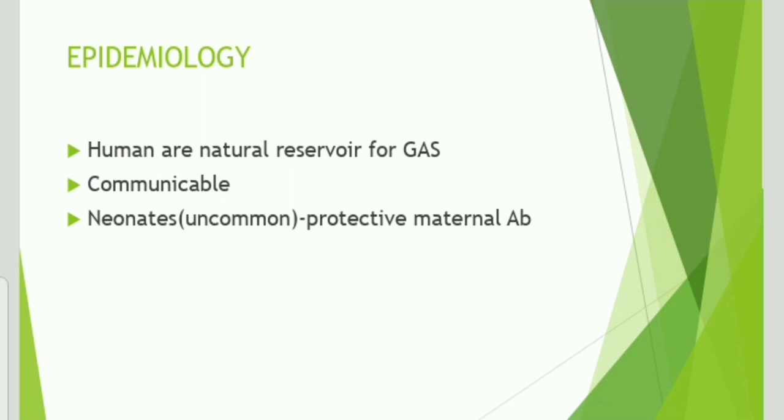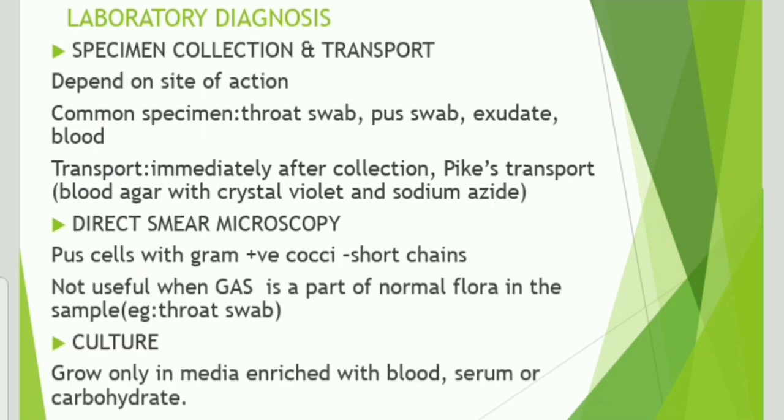The lab diagnosis of suppurative and non-suppurative complications are different. First, let's discuss the laboratory diagnosis of suppurative complications. First, we should collect the specimen, right? What specimen will we collect? Okay, let's think. We know Streptococcus pyogenes can cause pharyngitis, so we can take a throat swab. Streptococcus pyogenes can cause cellulitis also, so we can take a pus swab and exudate. And we know one more thing, this bacteria can cause bacteremia, that is the presence of bacteria in the blood, so we can take the blood.